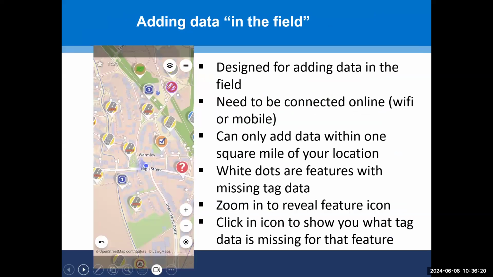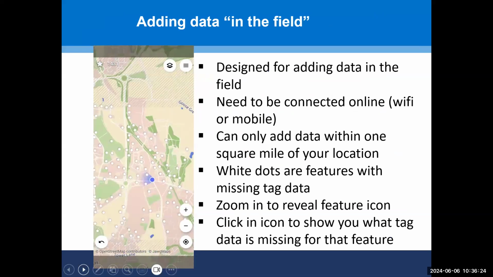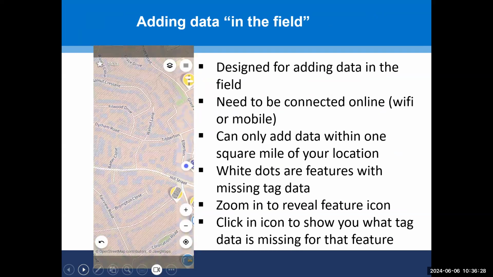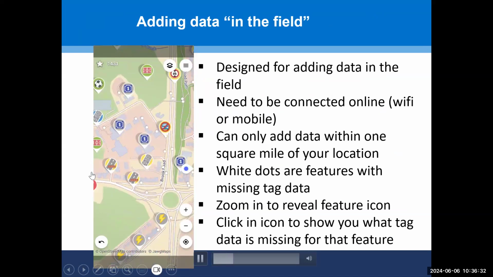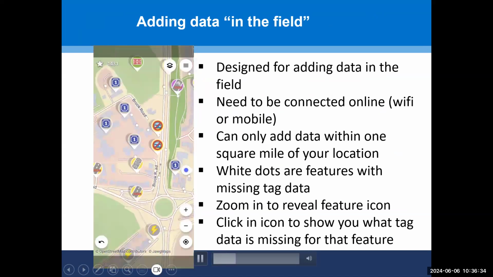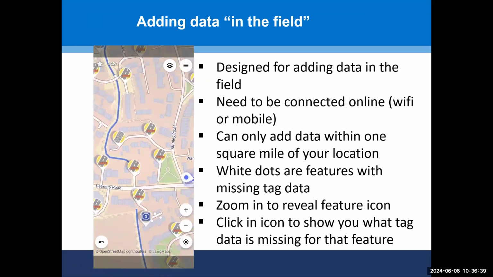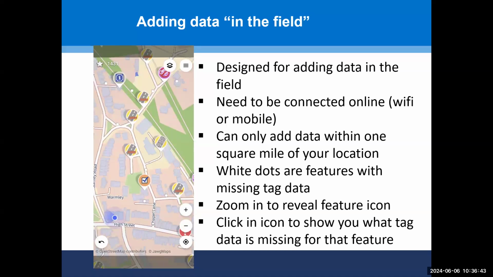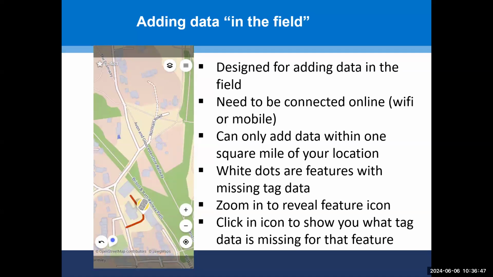It's designed for adding data in the field, so you need to be connected online either through Wi-Fi or through mobile. You can only add data within 1 square mile of your location. Outside of this area, the places will be greyed and you won't be able to add any data. The white points on the map are features where there's missing tag information. You can zoom into these features and see a tag, and you can click on it and it'll ask you a question about the missing data.